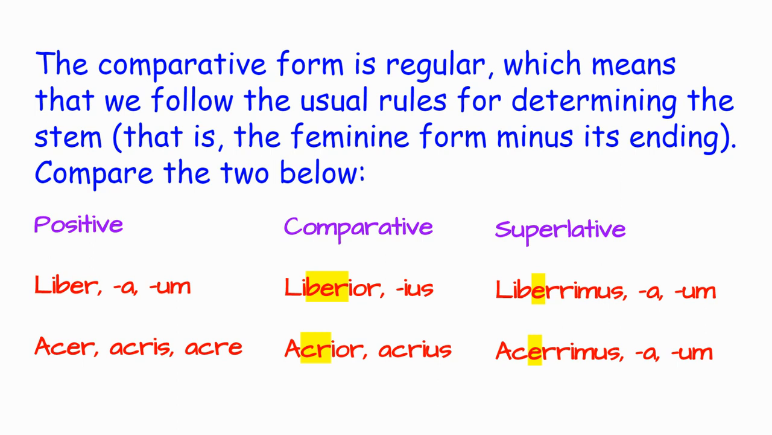So for the er adjectives, we always have the E in front of the rimus. That's why we go back to that nominative singular form. If the stem drops the E, then by all means we drop it in the comparative, but we need to put it back in the superlative. So liber, liberior, liberrimus, but acer, acrior, acerrimus.